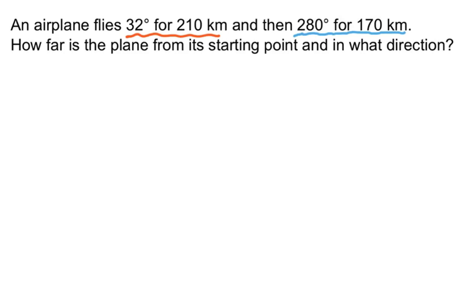Okay, so let's start. Where do we start? So I'm going to give myself a set of axes to represent north, south, east, west, and I'm going to start at point A. And this says I travel 32 degrees. So 32 degrees off of north is just this little distance right there. And then I will draw my vector out from 32 and I will label it as 210 kilometers. So now I'm at point B.